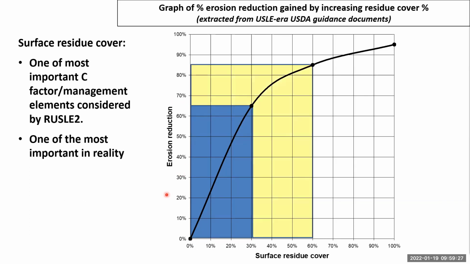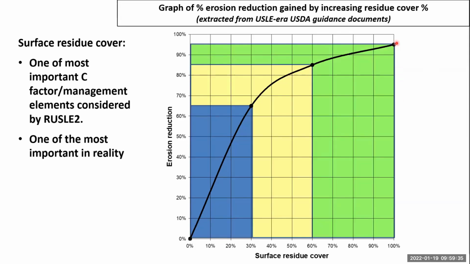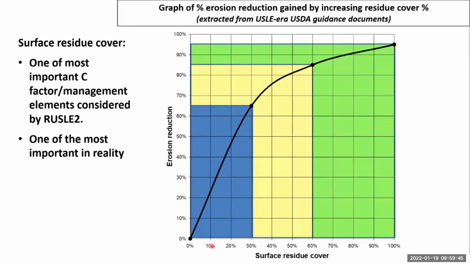If we can jump up to 60%, which is another target that's often cited, we get up to here about 85% reduction. And if we can get to 100% cover, right, we can get to 90% erosion reduction. So this is a model. It's a very simple model. You could take this to the field and you can measure residue, and you could say, well, because you have 80% residue, you're going to have this much reduction. RUSLE2 puts a huge emphasis on this, but it's not the only thing RUSLE2 considers.